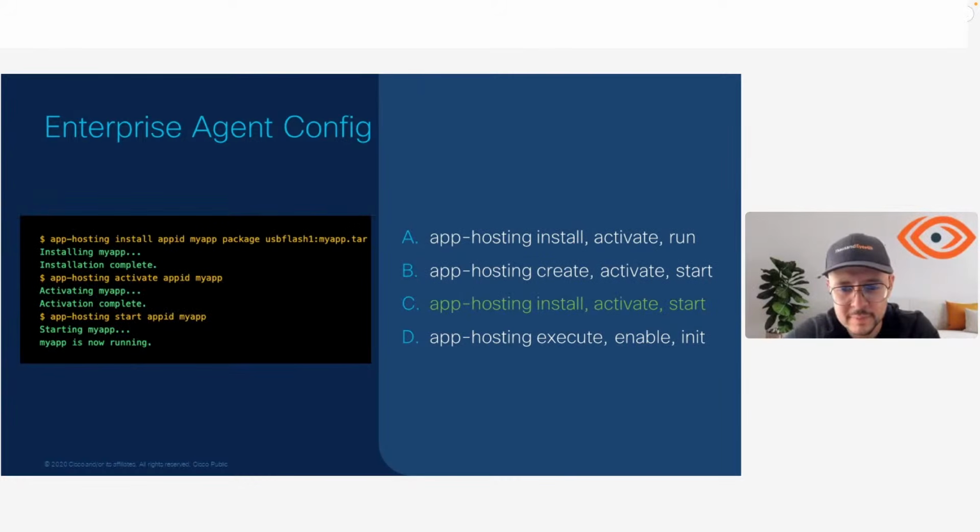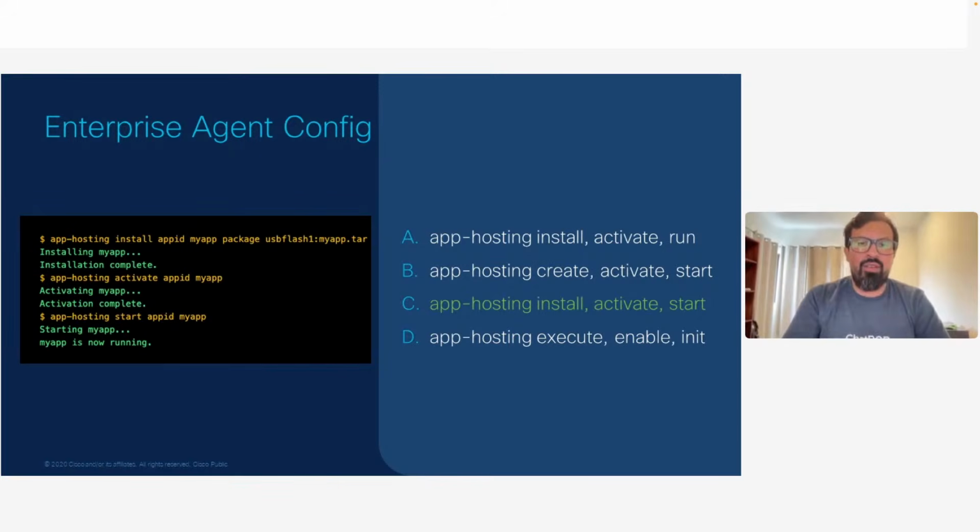So here's the right answer. The right order is app hosting install, then app hosting activate, and finally start. Okay, so this image you will find in the self-study guide. You will also find the image of the commands that you would have to run to uninstall the application. So again, make sure you understand what the steps and commands are. Get used to the commands if you can. Please practice this.